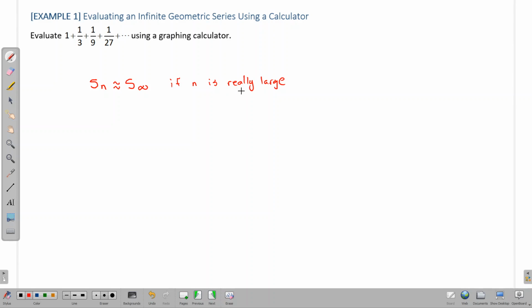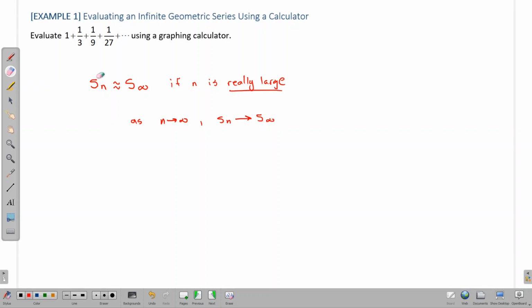Now, that's very fuzzy. What do I mean by really large? It changes actually depending on which sequence you're dealing with. Sometimes really large could be 4 or 5 terms in. Sometimes you might need to go 1,000 terms in. But the point is, as n goes to infinity, this is the way we could write it. So as n approaches infinity, as you make n bigger, then S sub n will approach S infinity. If it's going to converge, then as n goes to infinity, this should converge to this.